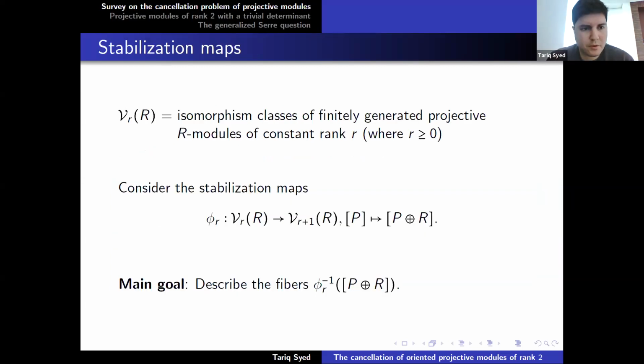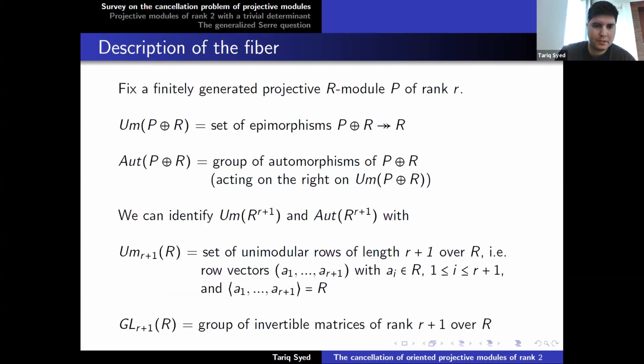Let me rephrase this problem. First of all, we denote by V_r the set of isomorphism classes of finitely generated projective R-modules of constant rank r, where r is any non-negative integer. We consider the stabilization maps from projective modules of rank r to projective modules of rank r plus 1, sending the class of a projective module P to the class of P plus R. So we simply add the trivial line bundle. The main goal is to describe the fibers of these stabilization maps. There is a canonical way to describe them, as I will show you now.